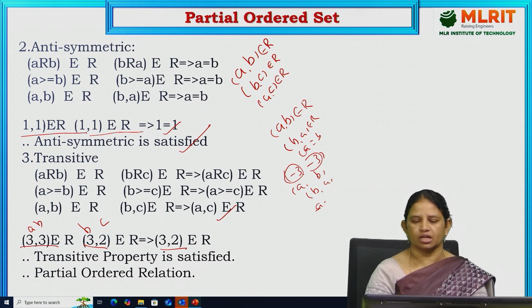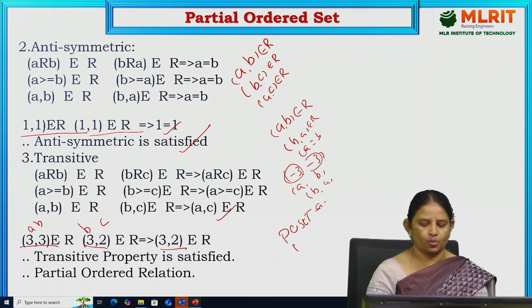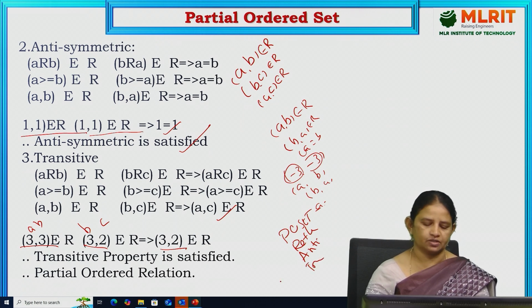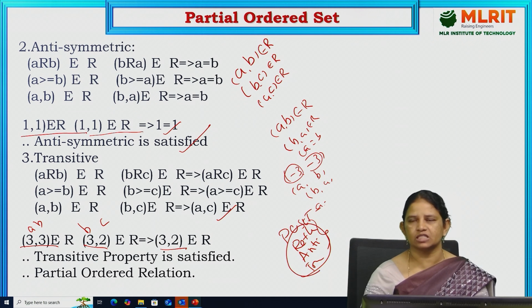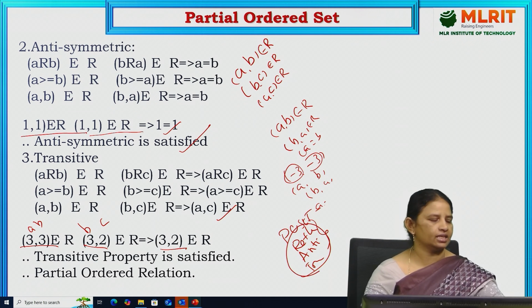In this relation, for a poset, what are the three properties? Reflexive property is satisfied, antisymmetric property is satisfied, transitive property is satisfied. All these three properties are satisfied in the relation, then we can say that it is a partially ordered set.